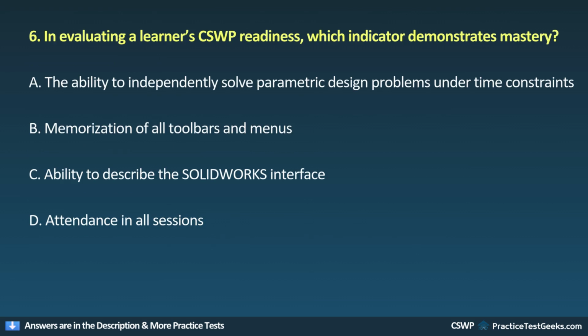6. In evaluating a learner's CSWP readiness, which indicator demonstrates mastery? A. The ability to independently solve parametric design problems under time constraints. B. Memorization of all toolbars and menus. C. Ability to describe the SOLIDWORKS interface. D. Attendance in all sessions.